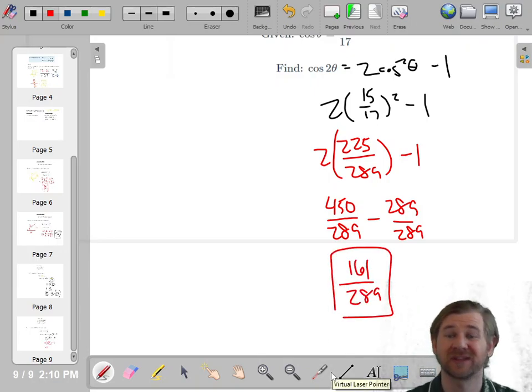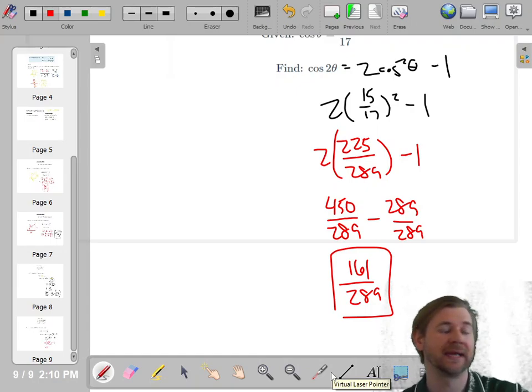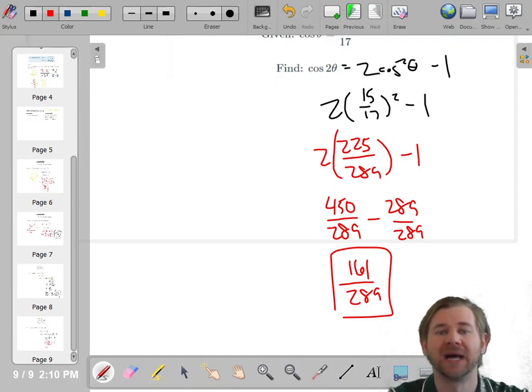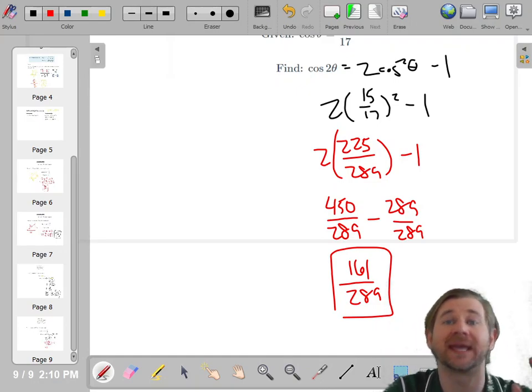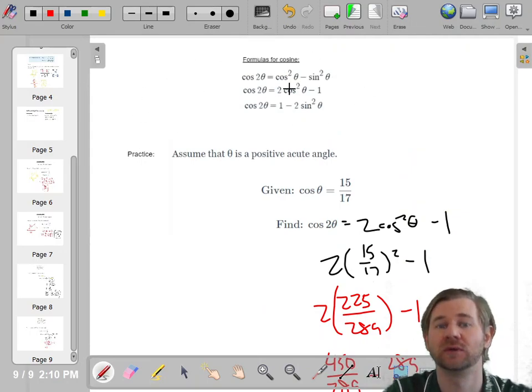So you can see these are a lot faster. Okay. Way easier than the tangent problems. But, again, it's just a matter of, do you understand that there is a formula that you can use and that you should use? And yes, these are the formulas for the double angles for cosine.